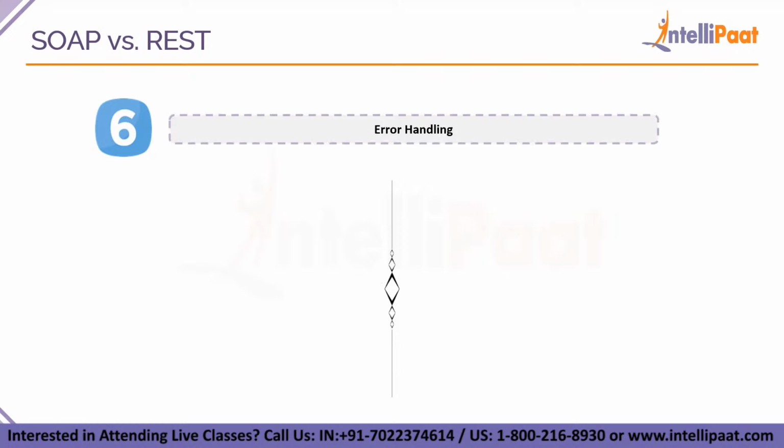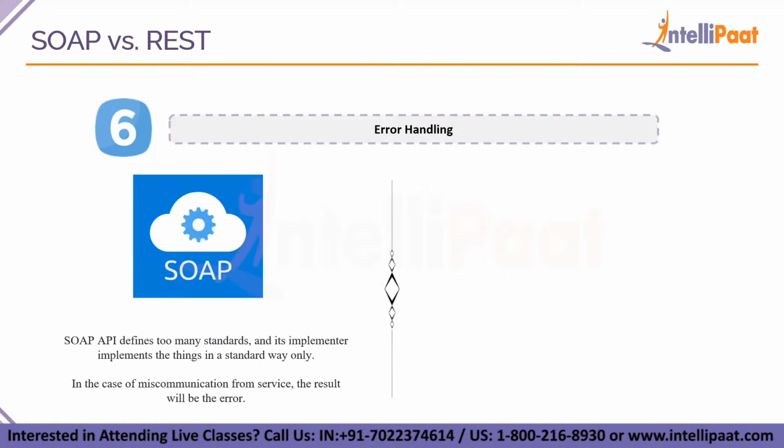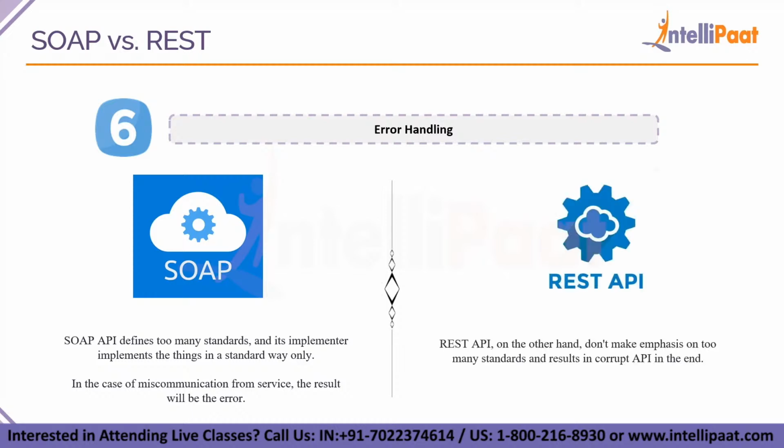SOAP has built-in error handling features. So if there is any problem with the SOAP request sent, the SOAP response will contain error information. In the case of REST, there is no standard inbuilt error handling feature provided, and developers have to handle them by passing custom response codes.